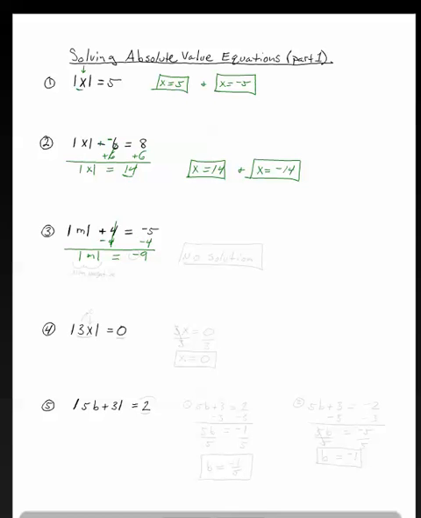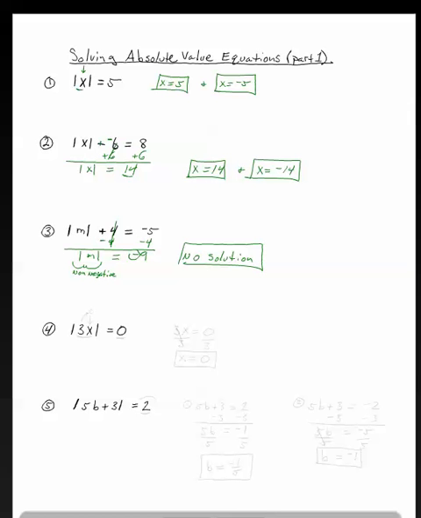Now, when I look at the absolute value, I know that that's non-negative. That means it has to be 0 or positive. It's impossible to have a non-negative number equal to negative 9. You can't have a non-negative number equal to a negative number. So this equation has no solution. Once we state that it has no solution, we're done.